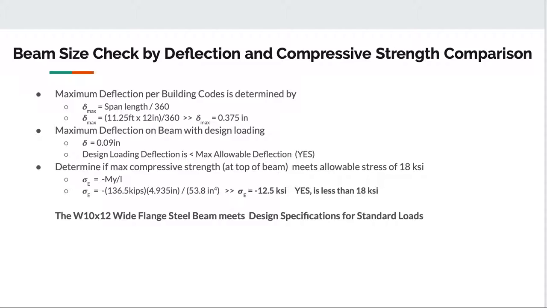And this is where there's a check for the beam deflection and compressive strength. So the maximum deflection, as you can see, is 0.375 inches, and the maximum deflection for design loading is less than the maximal allowable, so it meets the standards. And the max compressive strength is 12.5 kips per square inch, and that is less than the 18 kips per square inch. So the W10x12 wide flange steel beam meets the design specifications.